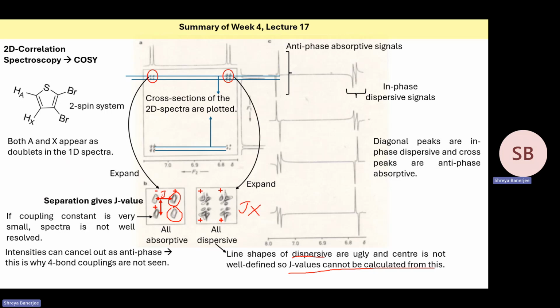Now these peaks are anti-phase. So if they merge with each other, they will cancel. Minus and plus will cancel, plus and minus will cancel. So altogether, your cross peak will fully disappear.